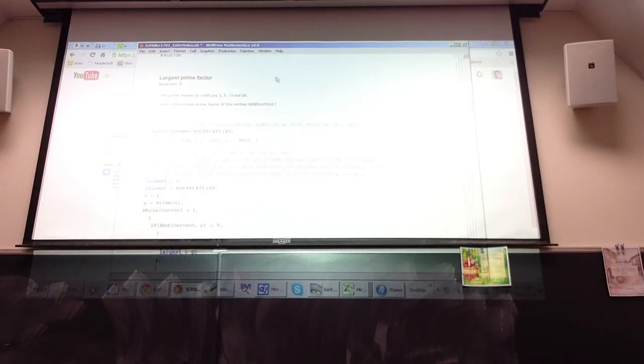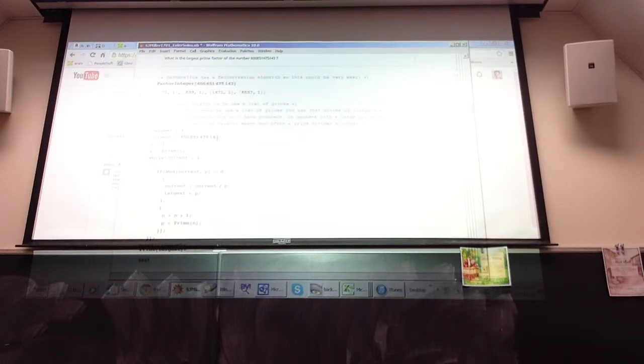So the next one is the largest prime factor. The prime factors of 13,195 are 5, 7, 13, 29. What's the largest prime number? Well, Mathematica has a beautiful command called FactorInteger. And when you use FactorInteger, it's not that hard. Okay? So again, I feel this is a little bit of a cheat. So then you want to try to figure out, well, what can I say about things? Well, here is my number.